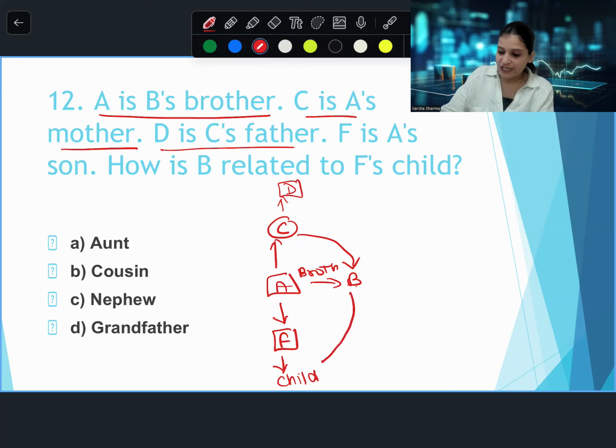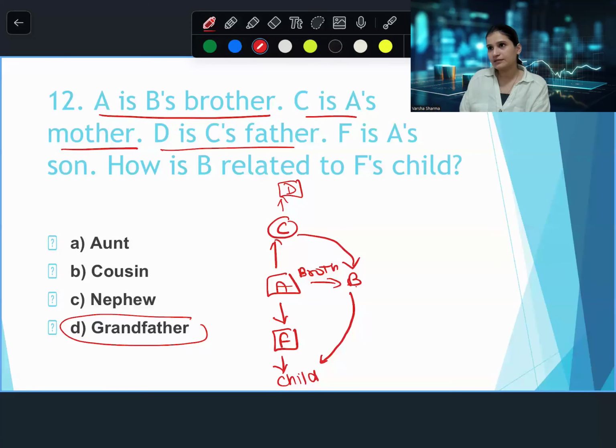So B to F's child. 3 generations. So grand word has to be there. So grandfather. Could also have been grandmother. Is it okay? Yes, ma'am. Ma'am, could you please explain it again? Is the tree okay? Yes, ma'am.